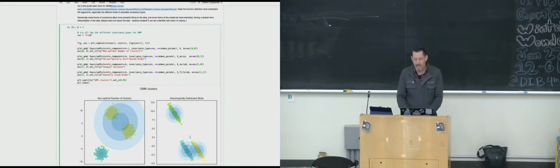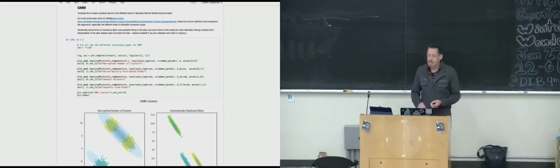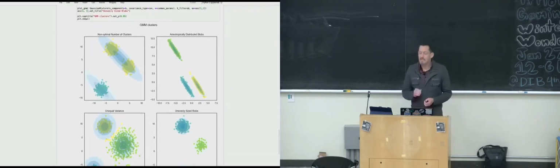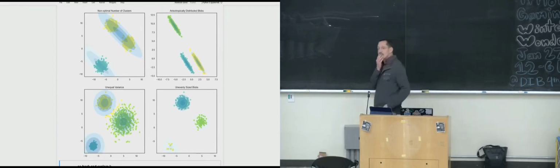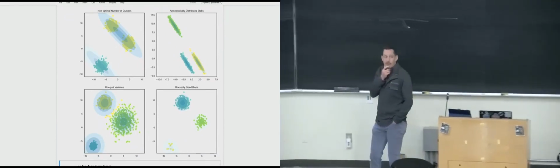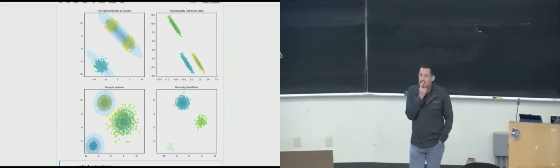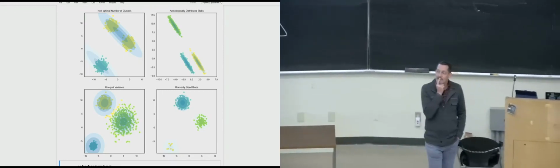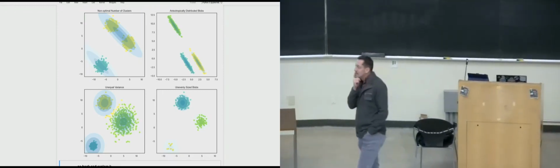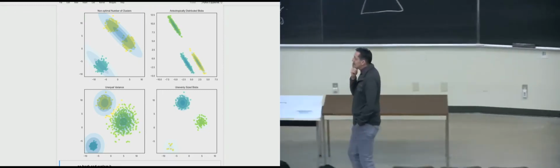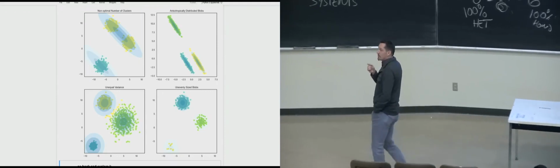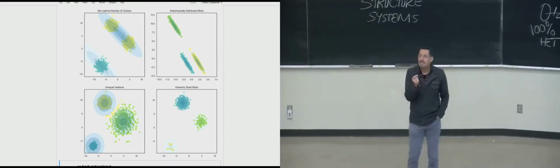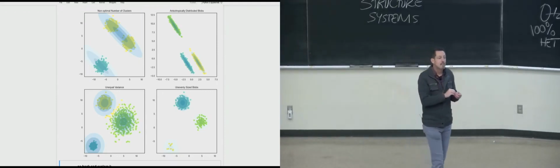What do you think about tied? What does that do? What is the effect of the tied argument? Yeah, it makes all of the covariance matrices equal. Every single cluster has to have the same covariance matrix.